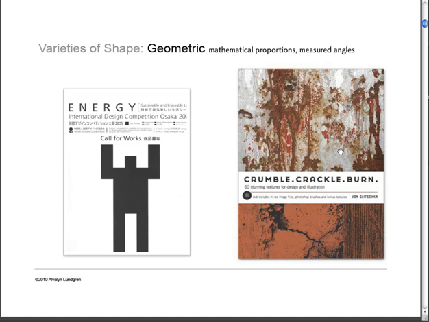So the most basic idea would be the geometric shape, and these are shapes that are mathematically precise. They're the kind you work with in geometry, where you have the obtuse and the acute angles, and you've got the circles, and you've got the radius and things like that. Everything is proportioned mathematically and measured. So if we look at this poster, the first thing we notice is that it's a rectangle, and each of the four corners is a 90-degree angle, so this is a geometric shape.